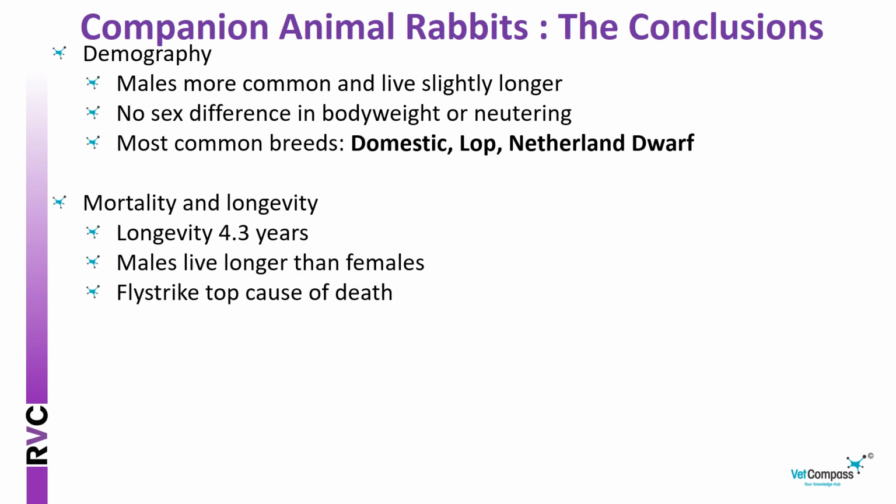On average, the lifespan of rabbits was 4.3 years. Males live longer. Some questions need to be asked here. And fly strike was the top cause of death. Fly strike, a very unpleasant cause of death, and is preventable to a degree. So some questions need to be asked here about the management and the husbandry of these rabbits.